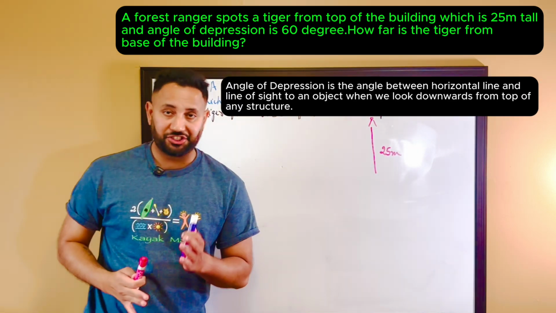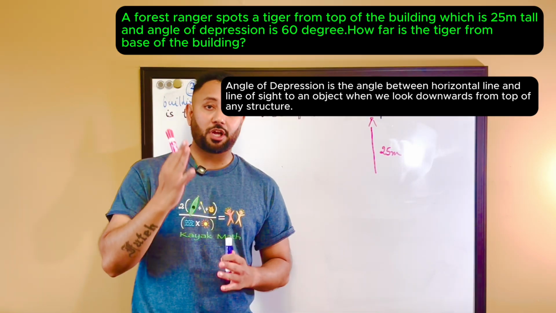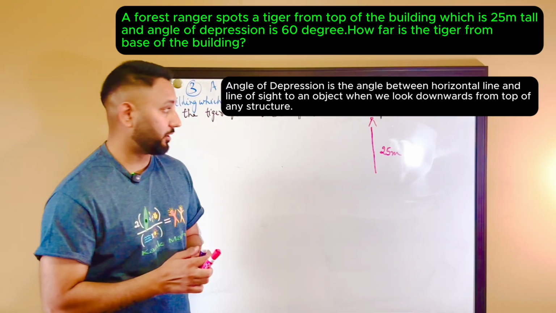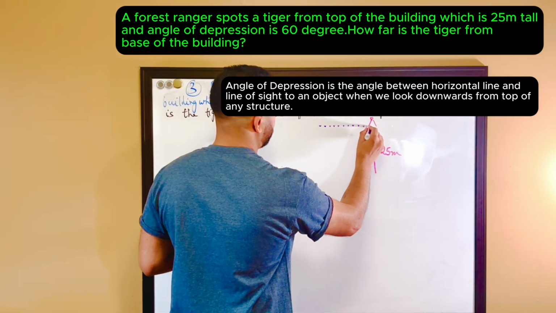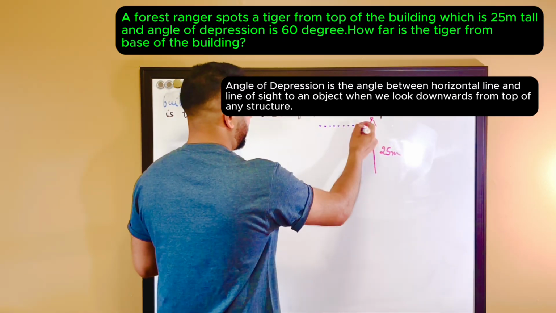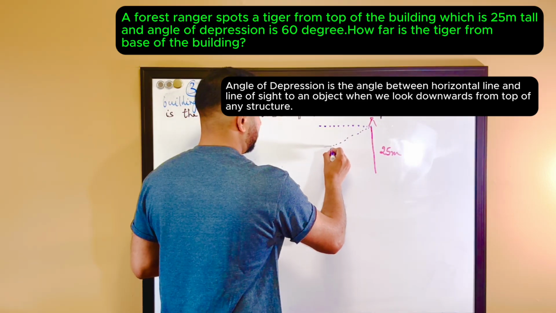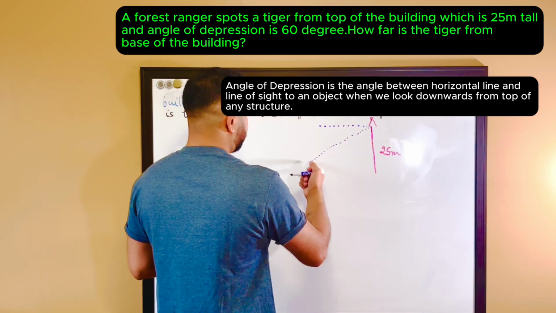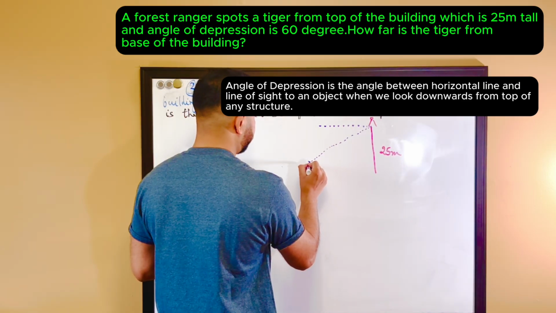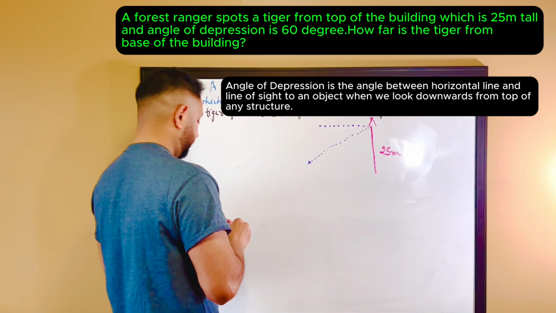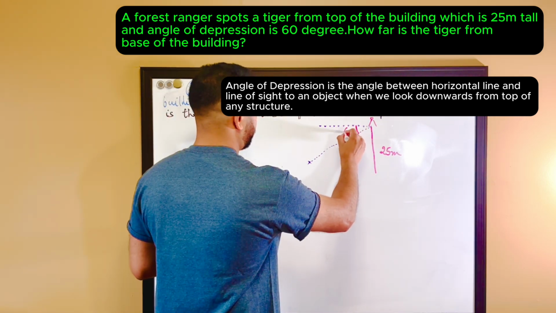So what is angle of depression? It is the angle between the horizontal line and the line of sight to an object when we look down from the top of the building or any structure. So let's say this is the top of the building and the ranger is here and he spots a tiger. Let's say the line of sight is this and he spots a tiger somewhere here, and this is the angle of depression.